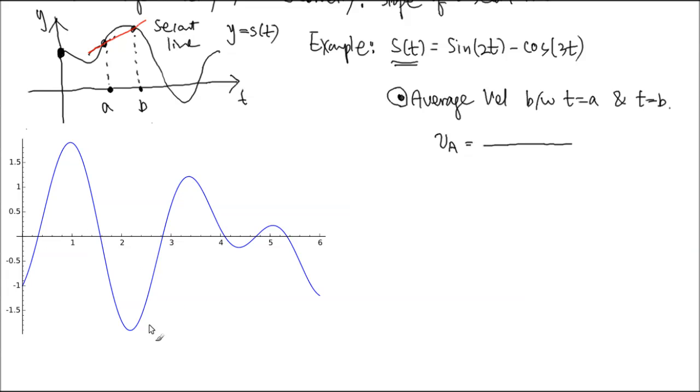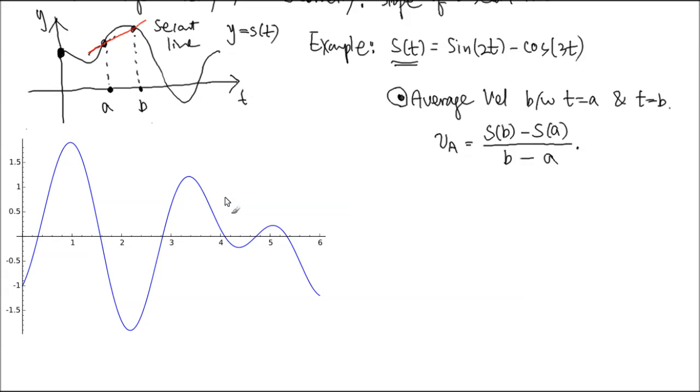So I changed the picture so that it's in the correct scale. We're going to calculate the slope of something, so it better be accurate. That's why I changed it. It's s(b) minus s(a), divided by b minus a. That's the average velocity if I give you two times, right?